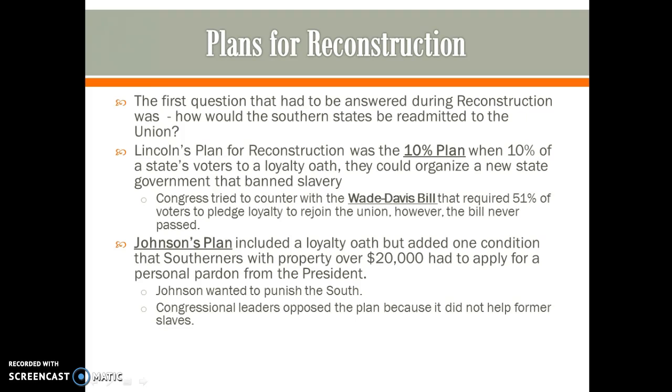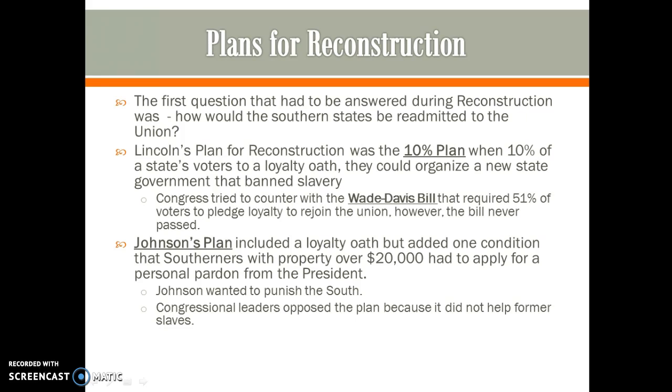The first question that had to be answered during Reconstruction was, how did the southern states become readmitted to the Union? Lincoln created a plan for Reconstruction before he was assassinated that became known as the 10% Plan. When 10% of the state's voters had signed a loyalty oath, they could organize a new state government that banned slavery. Congress tried to counter the 10% Plan with the Wade-Davis bill that required 51% of voters to pledge loyalty to rejoin the Union. However, the bill never passed. Most people believed that high of a percentage was too much.